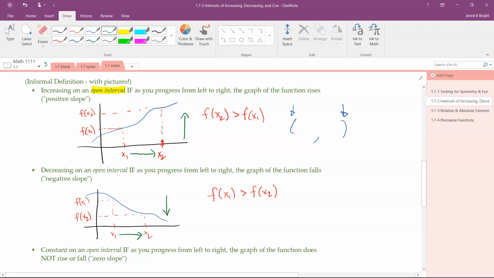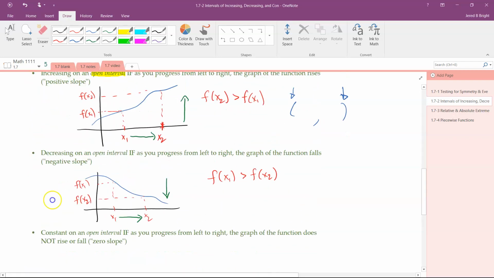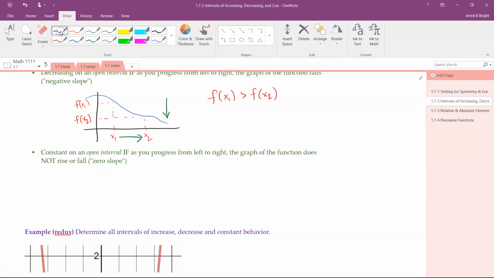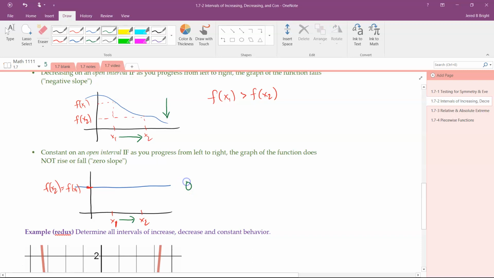Constant behavior, well, that one's a little bit easier to describe. That just says the y values are the same for any x values on that interval. This one might come a little more easily to us, but we would just see something that's flat, and as we look at x1 and x2, we can see that their associated y values, f of x1 and f of x2, are the same. So this one would be like, as you progress from left to right, there's no change.